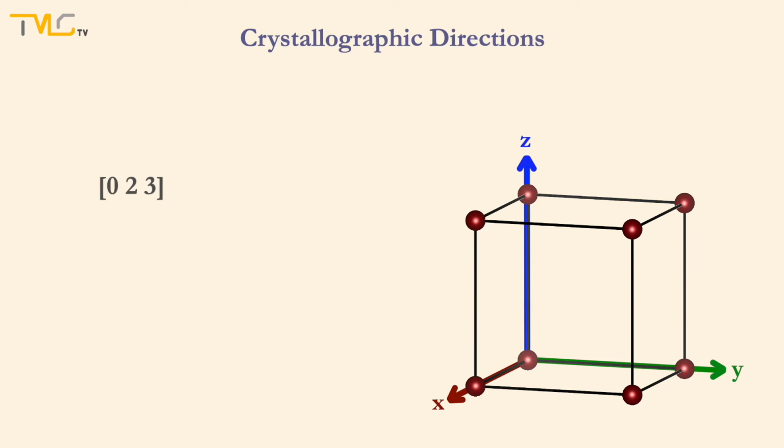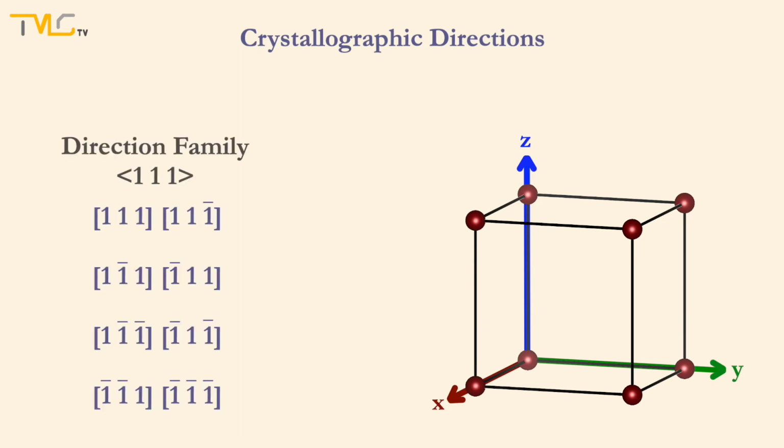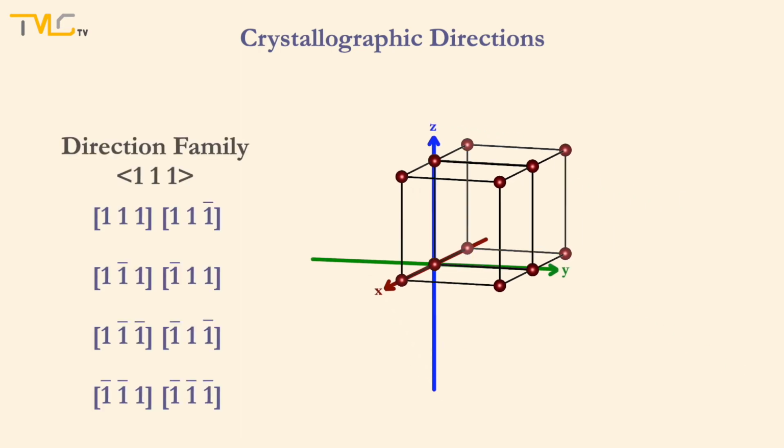Let's show the 0, 2, 3 vector in a unit cell. As we normalize the values with respect to 3, our vector's final point will be 0, 0.67, and 1. A vector also may have negative values in one or more axes. In that case, the vector is reversed over the axis with the negative value.